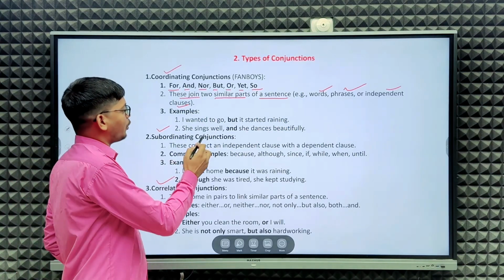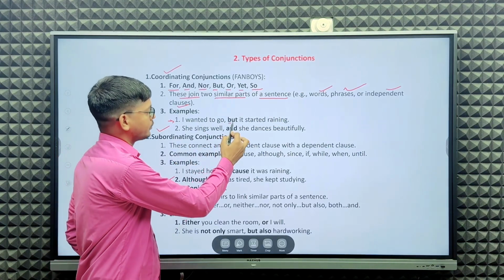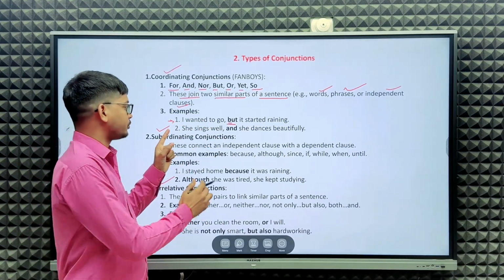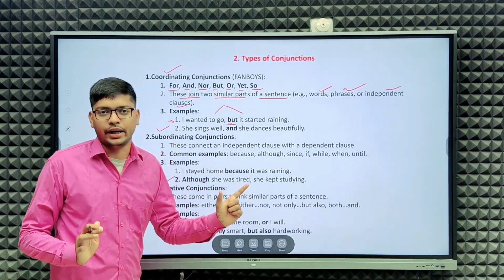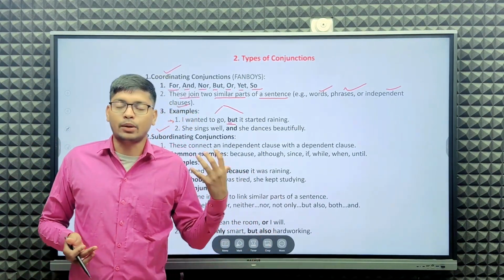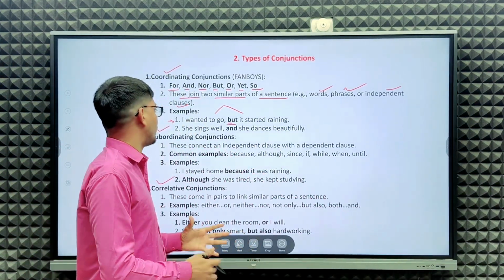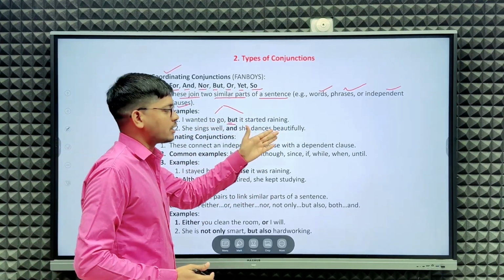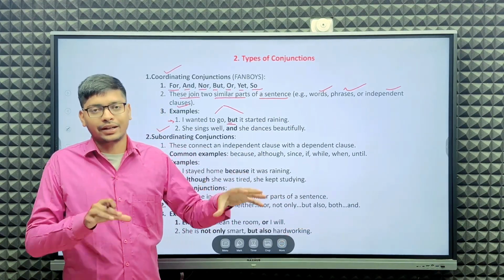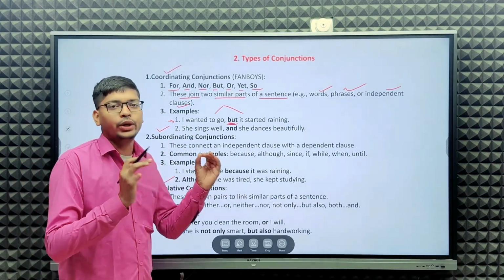For example: I wanted to go, but it started raining. Both sentences are independent because they can show their own meaning without depending on any other sentence. I wanted to go, it started raining. Both are independent clauses, but connected with what? So we can say but is a coordinating conjunction here.